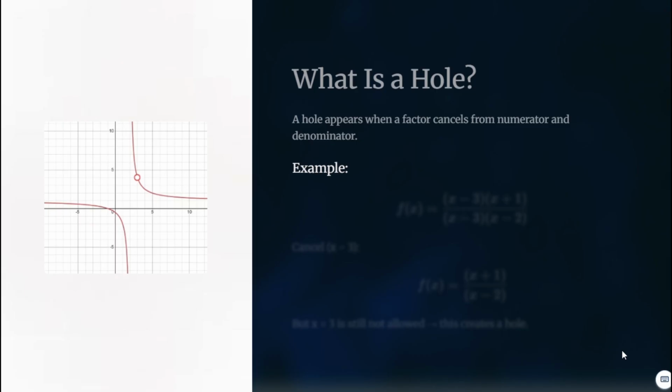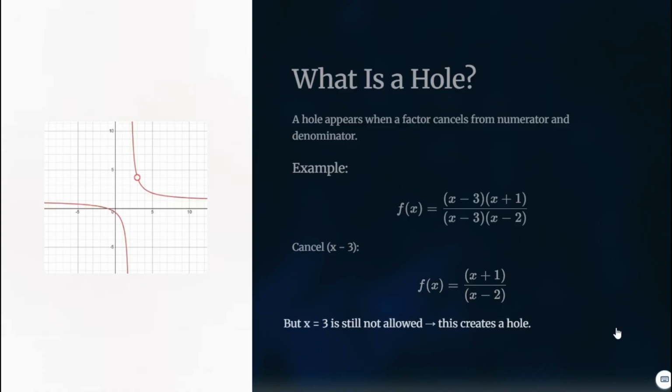For instance, for the function f of x equals x minus 3 times x plus 1 over x minus 3 times x minus 2, we can clearly see that we have the common factor of x minus 3 in numerator and denominator. So therefore, we can cancel the factor of x minus 3 and we'll be left with x plus 1 over x minus 2. But the function is still undefined at x equals 3 because that will make the denominator 0. Therefore, this creates a hole. So the graph is a normal curve, but with one missing point, like a donut hole in your function.